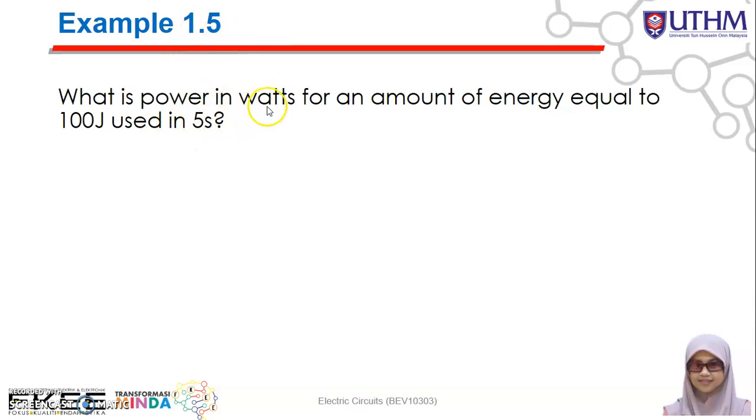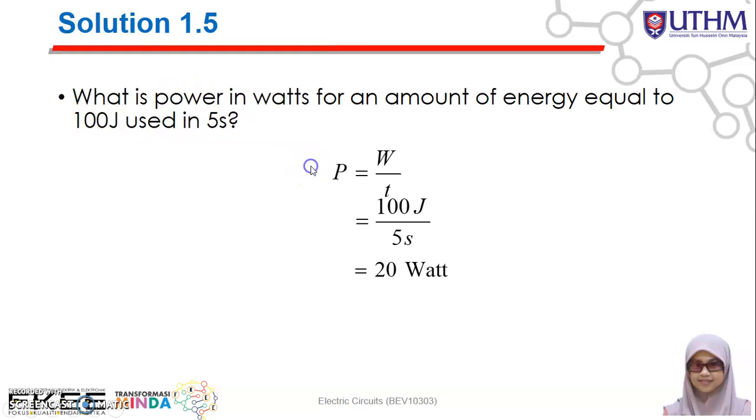What is the power in watts for an amount of energy equal to 100 joule used in 5 seconds? Okay, so in this question, the energy given is W equal to 100 joule, and the time is 5 seconds. You know that power is equal to W over T. So your W is 100, T is 5, and then 100 over 5. So P is equal to 20 watt.